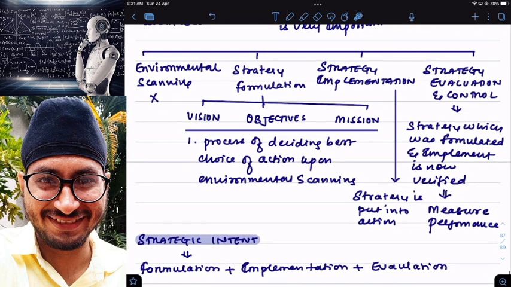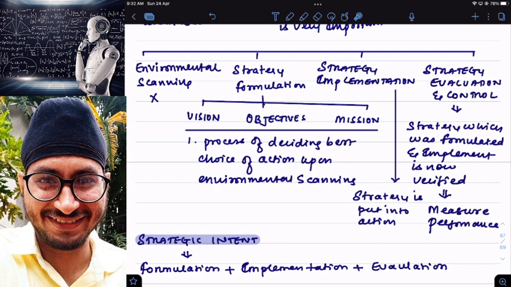In strategy formulation, how many steps are there? Three components are there. One is vision, second one is objective, and third one is mission. Strategy implementation and evaluation and control we have already discussed in chapter number 8. I hope it is a very simple introduction. Here we have only 3 or 4 small concepts: vision, objective, mission, and steps in strategic management process.